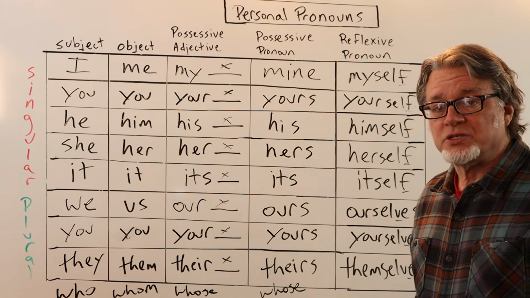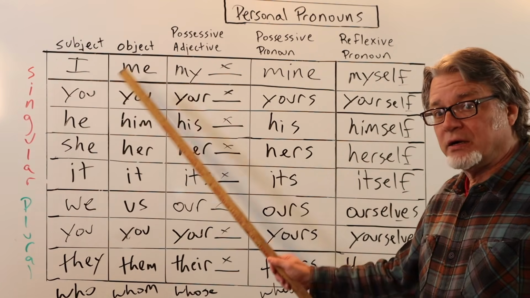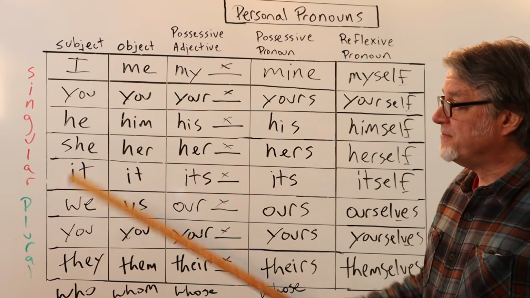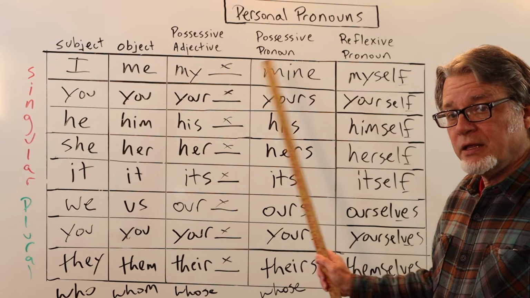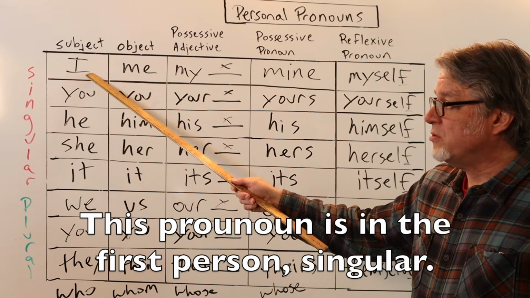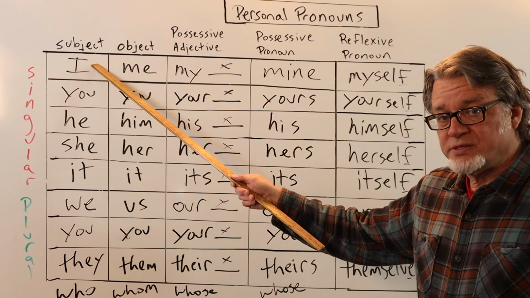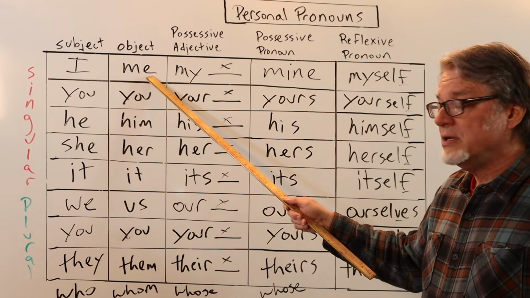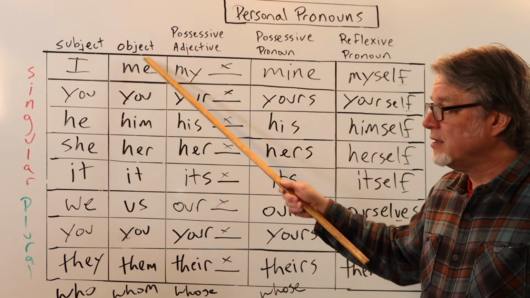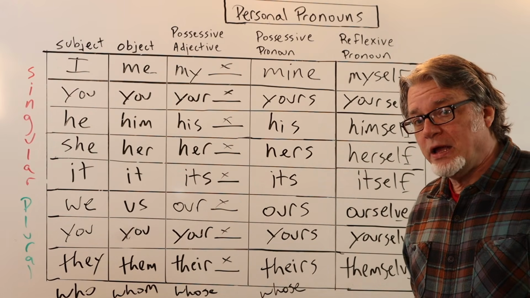When you study English, it is very helpful to know how these pronouns are categorized. This is because your English teacher will often refer to each pronoun in the way that I just described. For example, this pronoun, I, is in the first person singular. It's a subject. This pronoun is in the first person singular. It's an object. And you can go through the different categories in the same way.